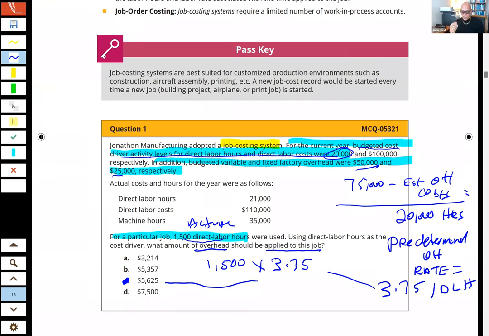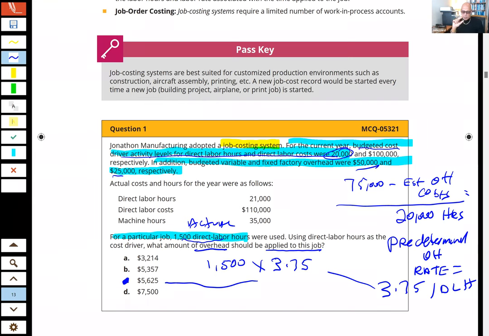Now, I apply the cost to each job using the predetermined rate. Of course, since there's a difference between what I had anticipated and what actually occurred, there will be under or over applied overhead at the end of the period. We don't talk about that tonight, but we will simply close that under or over applied to cost of goods sold. If it's over applied, we will credit our cost of goods sold and debit the overhead account to zero that out. If it's under applied, we will have to credit the overhead account and debit the cost of goods sold. In some cases, you may allocate that under or over applied to cost of goods sold, work in process, and finished goods. But we're not going to get into that tonight.